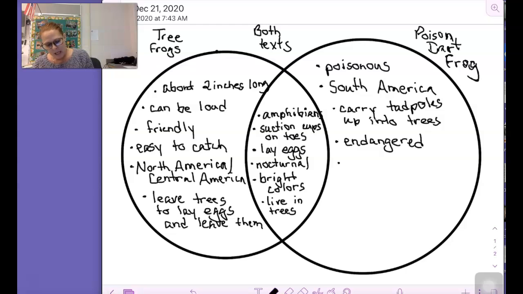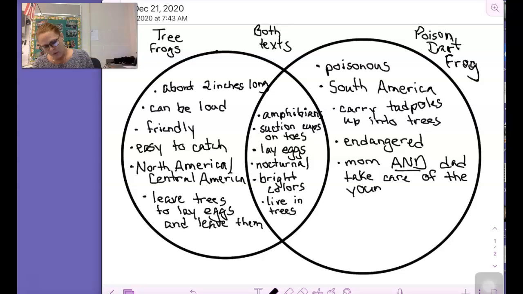Something else unique to poison dart frogs is mom and dad take care of the young. Normally we think of the mom taking care of the tadpoles and the babies, but in this instance, mom and dad take care of the young.